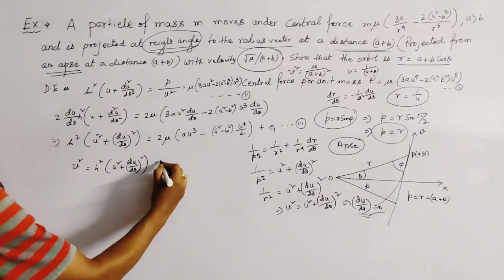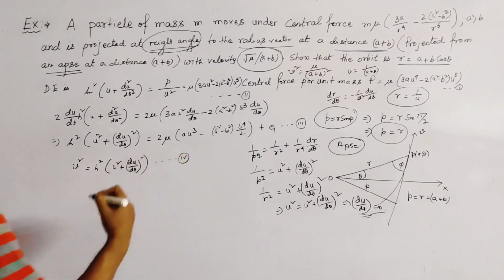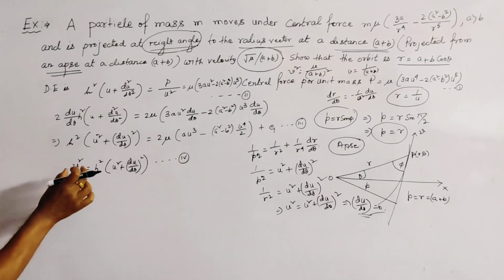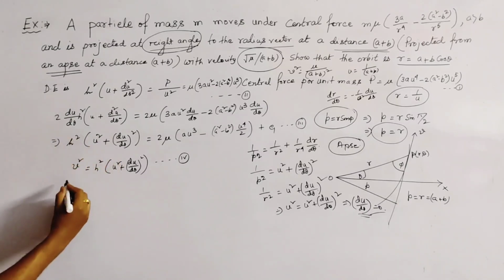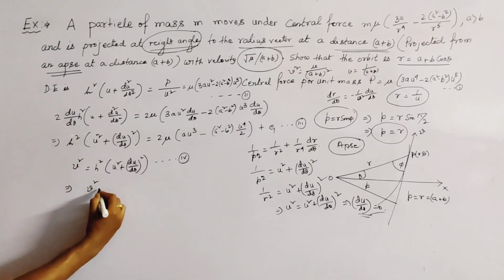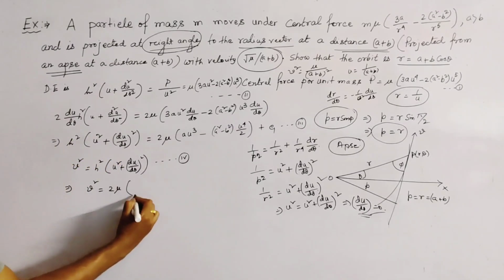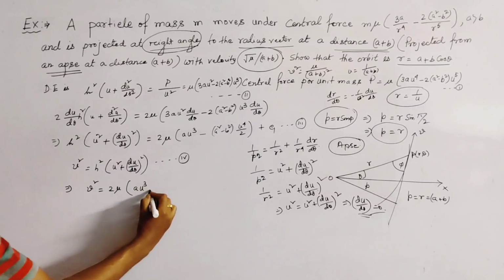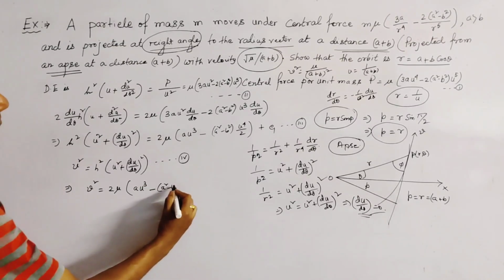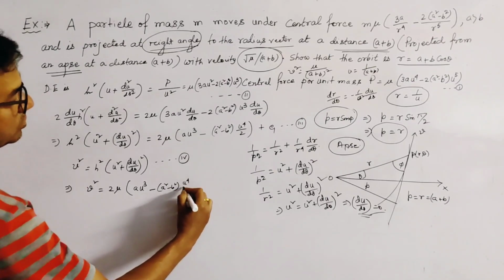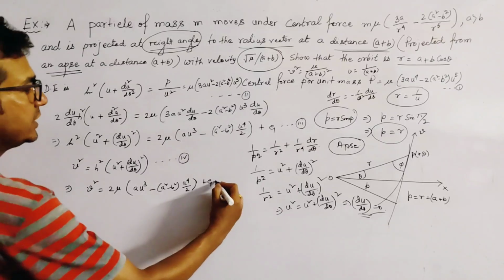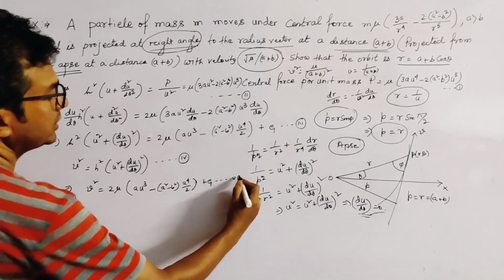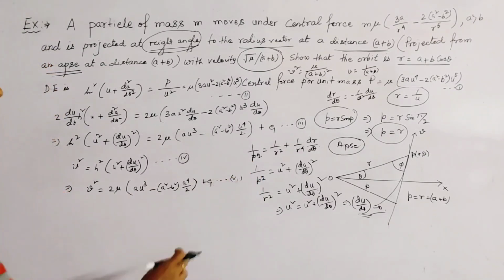Okay, this is named as equation number 4. Now we put the value of v square in relation 3, and we get v square equal to 2 mu into a u cube minus a square minus b square into u to the power 4 by 2 plus c1. This is named as relation number 5.